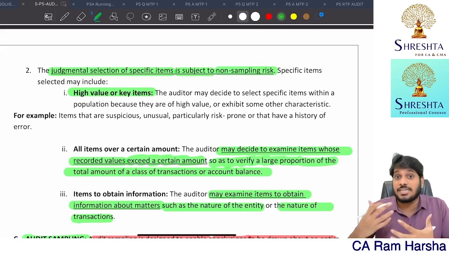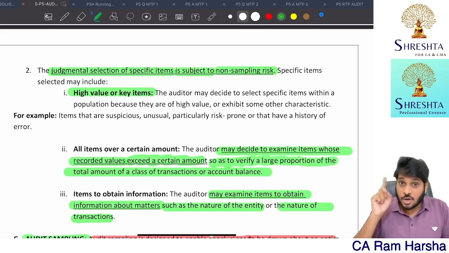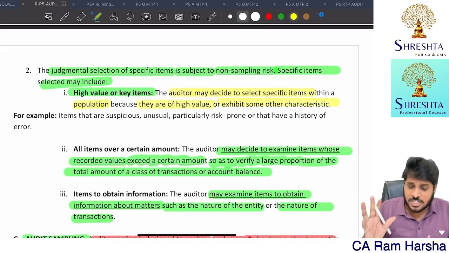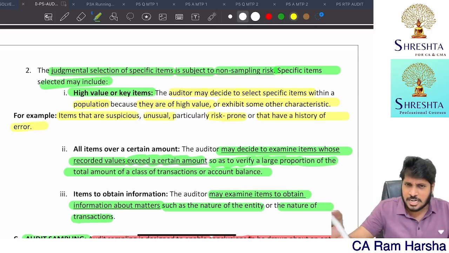So non-sampling risk is there. Specific selection without using statistical technique is selecting. Now the specific items selected may include: the auditor may decide to select specific items within a population because they are of high value or exhibit some other characteristic, like significant risk. Items that are suspicious, items that are unusual, items that are risk prone, or items that have a history of error. Based on some factor, he will select.